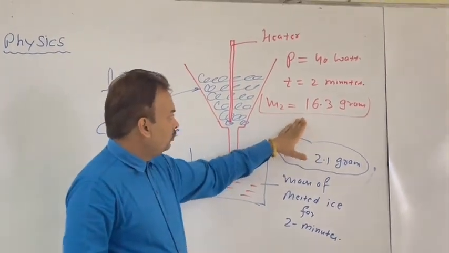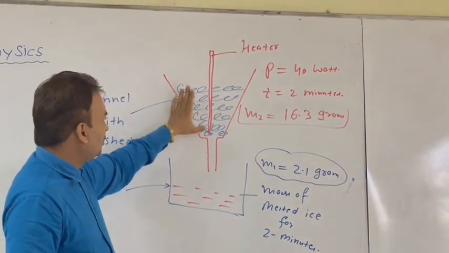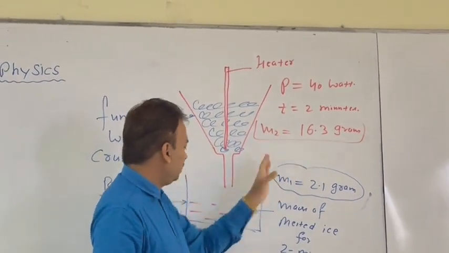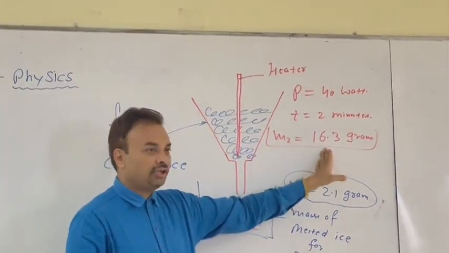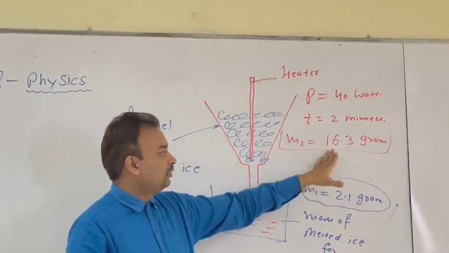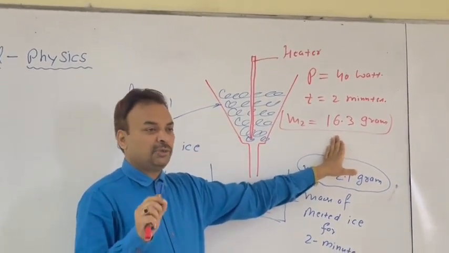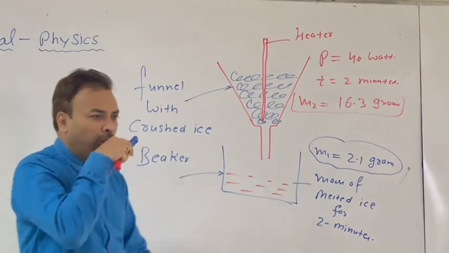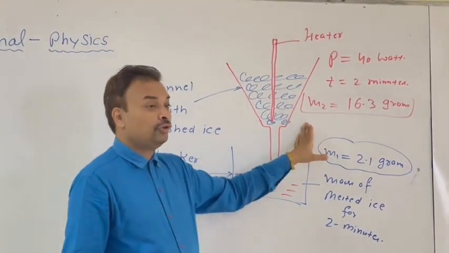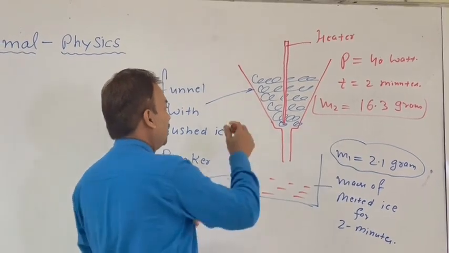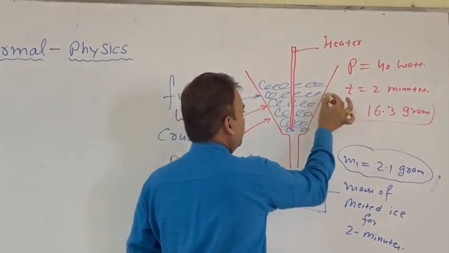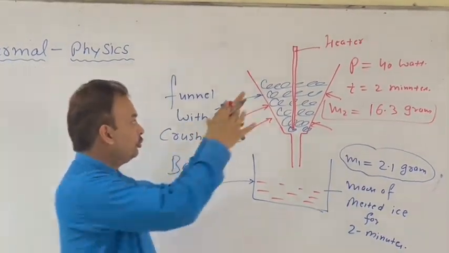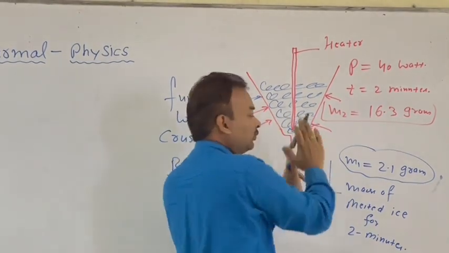Yes, Jessica, this M2 is only due to the heater, because of the crushed ice and then the heater, and the heater is on only for 2 minutes. The power of the heater is 40 watt, and the mass collected in the beaker is 16.3 gram. So my question is, is this M2, which is 16.3 gram, specifically due to the heater or not? No, this is not due to the heater. You see, the surrounding is also working, right? So this M2 equal to 16.3 gram is due to both the heat from the heater and the heat from the surrounding.